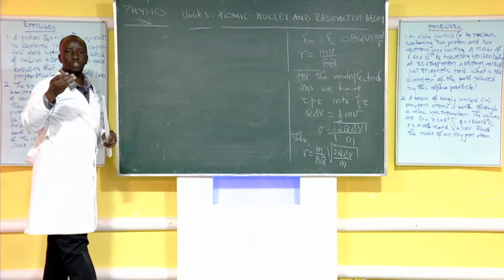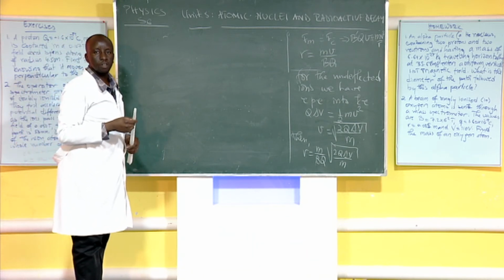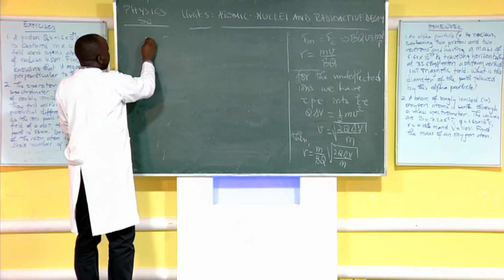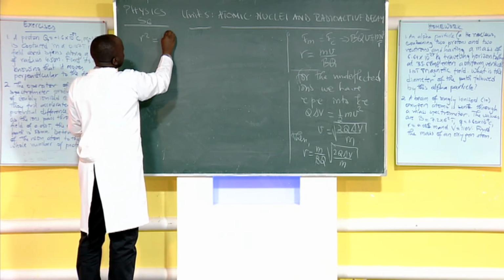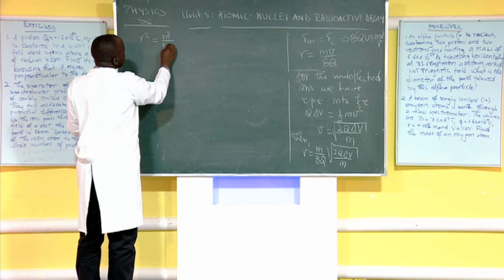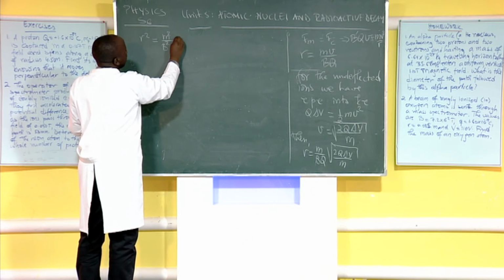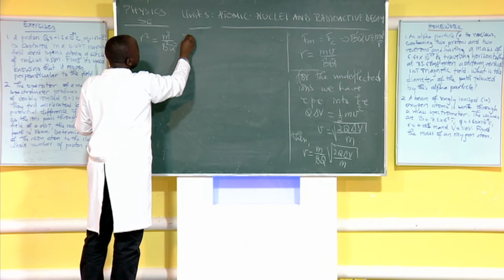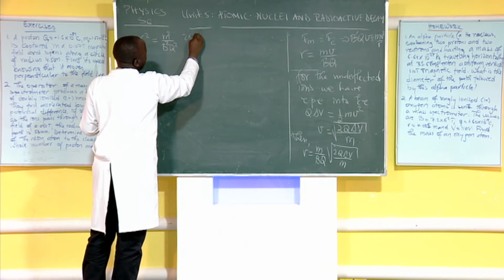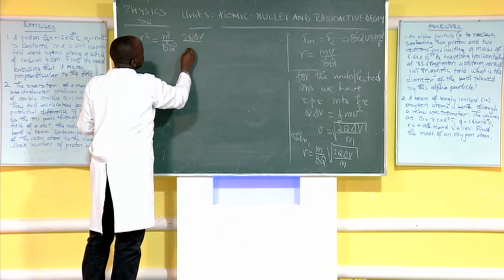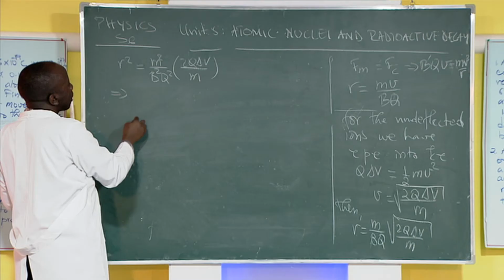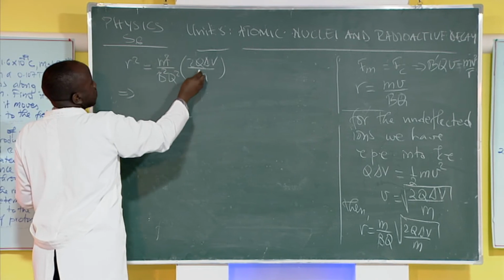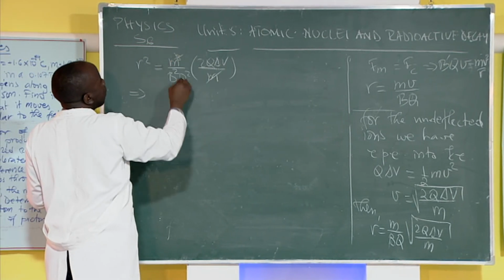Students, did you finish doing that? Correct. So what we have there is R squared, which is equal to m squared over B Q squared, times 2Q, the change in the potential difference of the mass. And then for these ones, you have a simplification on this one also.